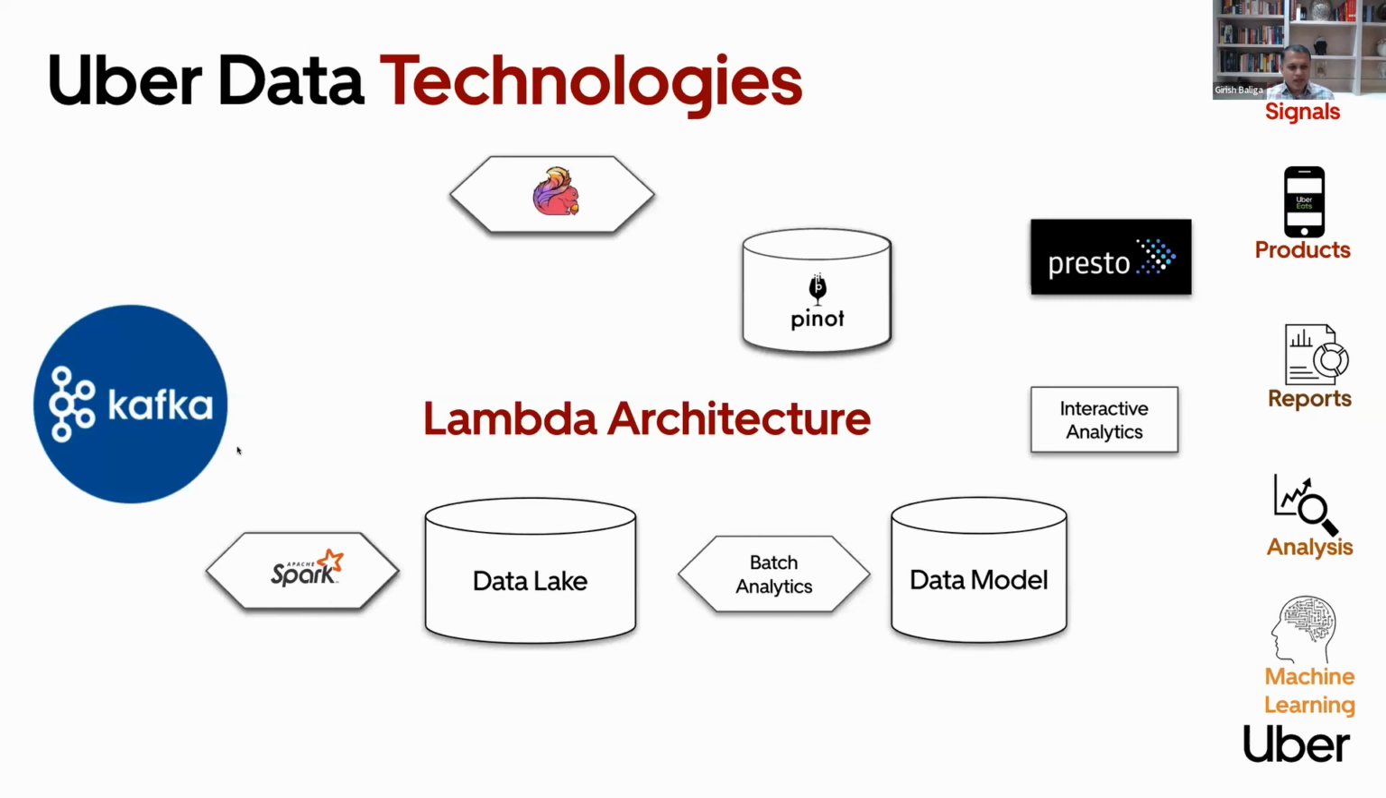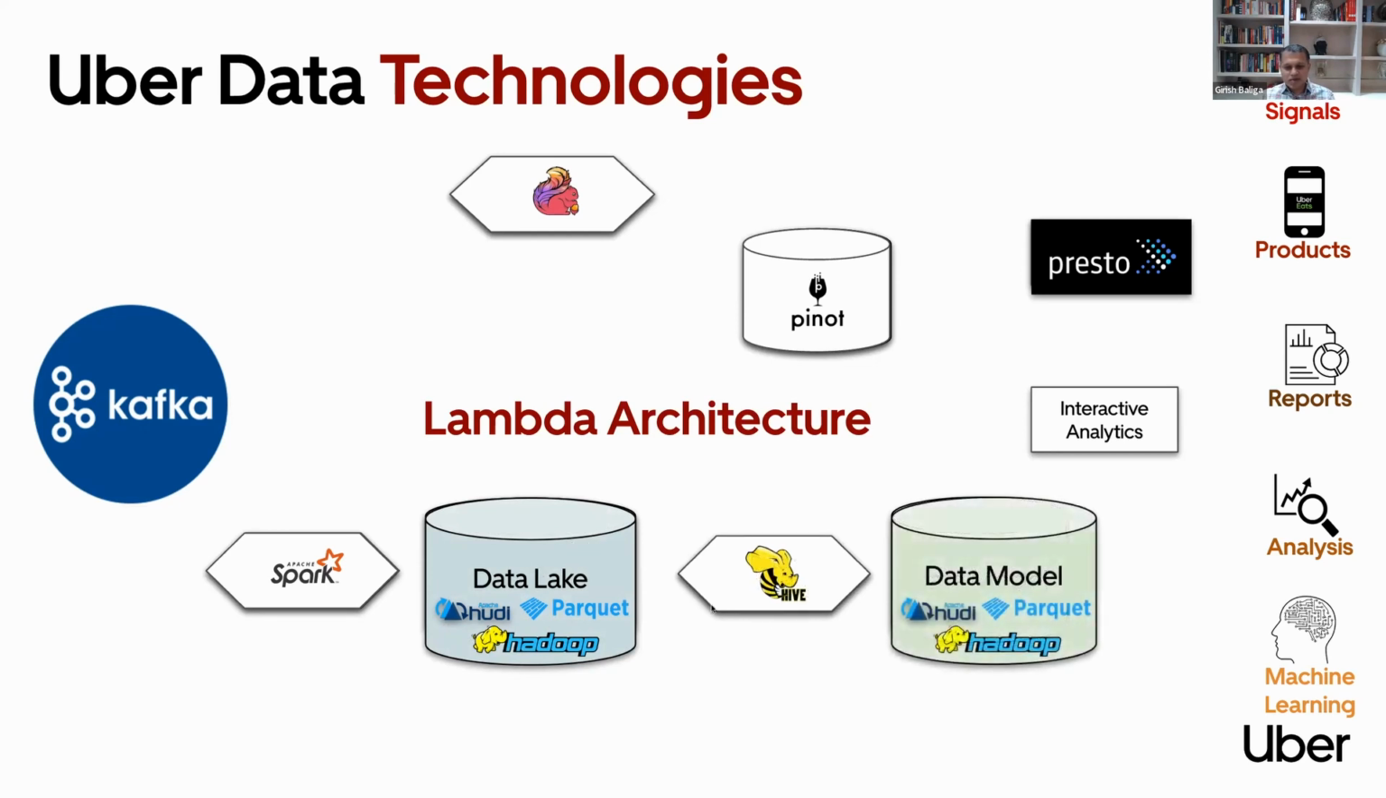On the batch side, we run our ingestion jobs on Spark. We have built our data lake using open source technologies, Apache Hudi, which is something we built at Uber and contributed. We use Parquet as a file format and Hadoop as a storage layer. And then we have Hive jobs, which we then take to ingest data from the data lake and build our data model using pretty much the same stack. So we have Hudi as a table format, Parquet for files, and Hadoop to serve all the data. And finally, the engine that powers interactive queries on top of our data lake and data model is Presto.